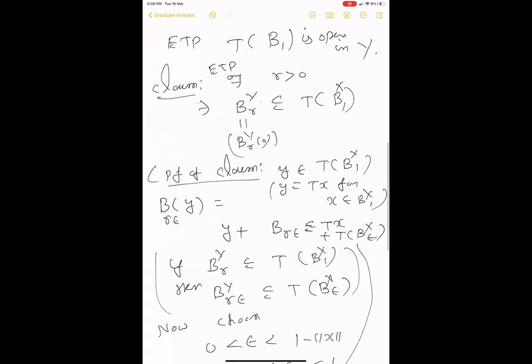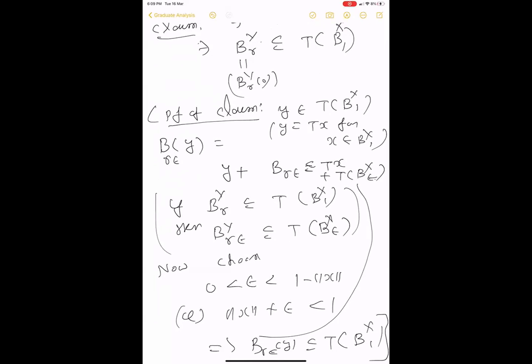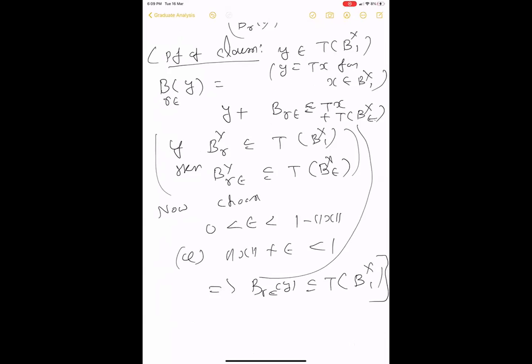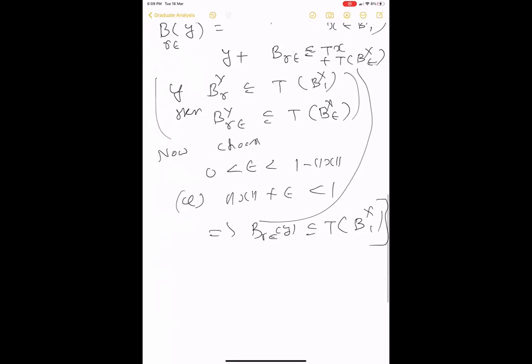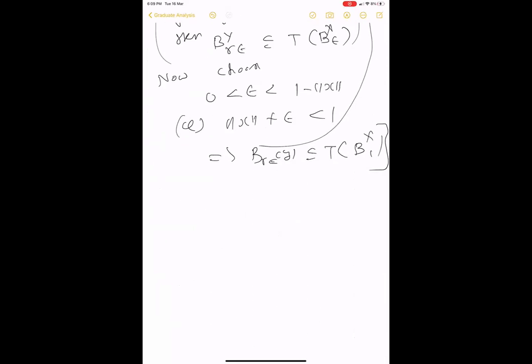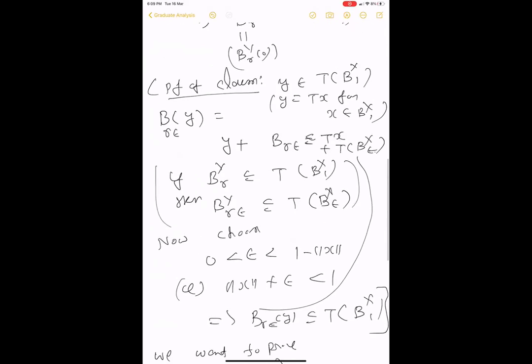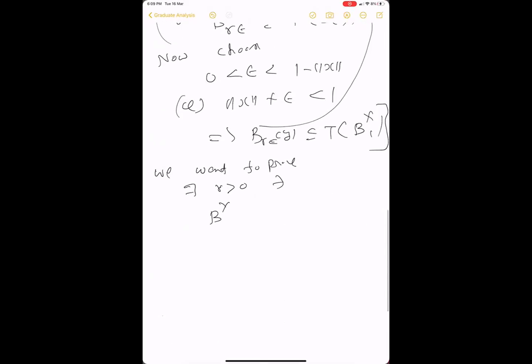I'm saying that if we prove this claim, then we prove that T of B(1) is open. If we assume this claim, then for any y, I have found an open ball around it, the ball of radius r epsilon, such that B(r epsilon, y) is contained in B(x, 1). This is fine? Yes. Okay. So all we are left to prove is that there exists an r greater than 0 such that B(y, r) is contained in T of B(x, 1). Okay, this is what we want to prove.